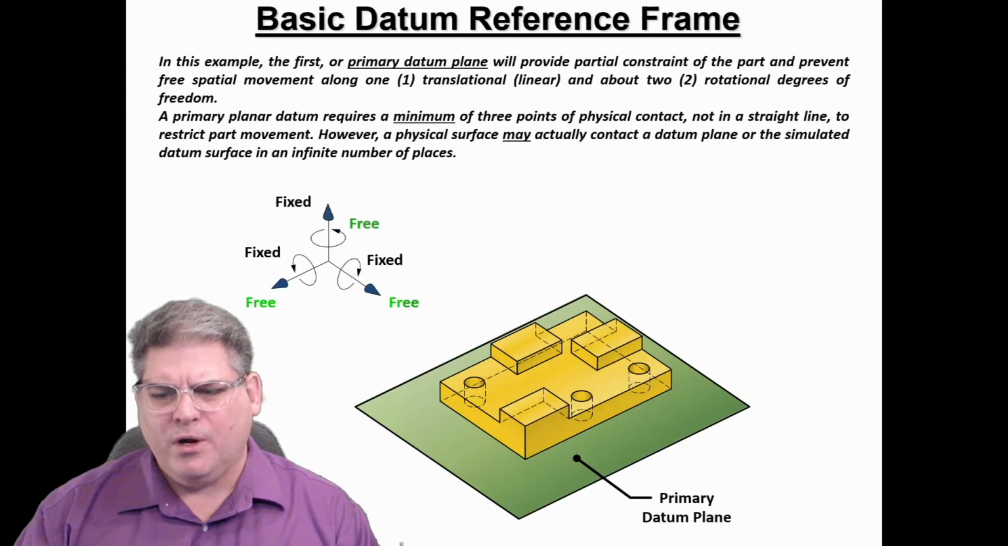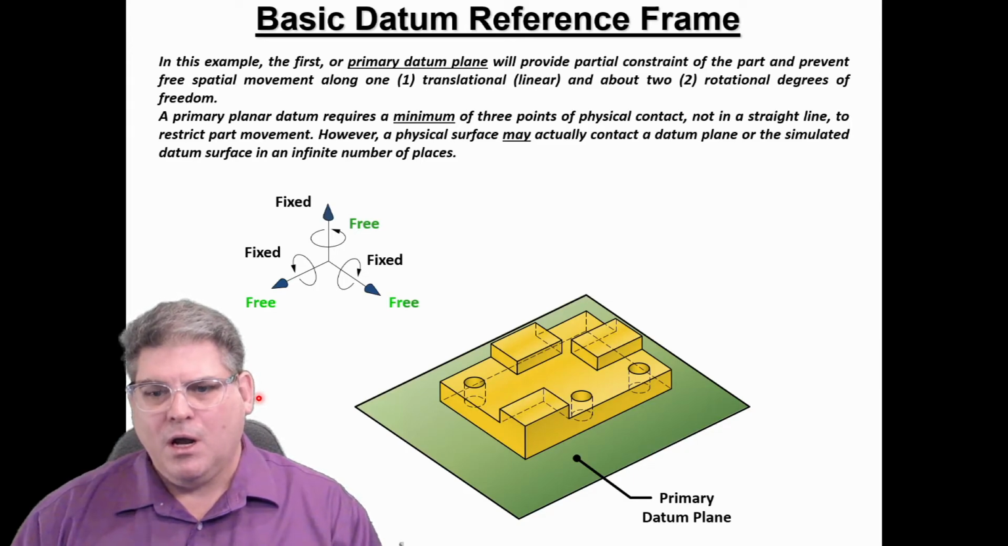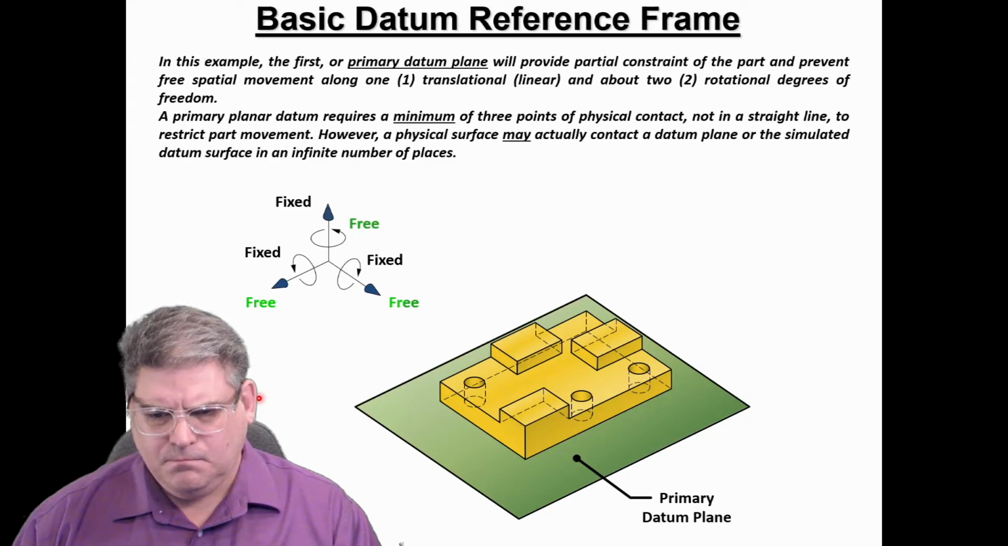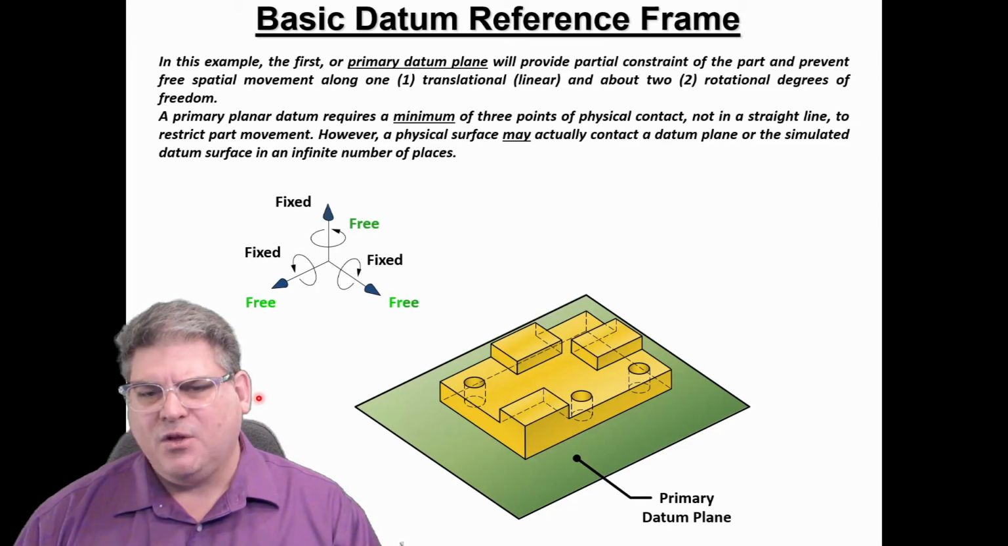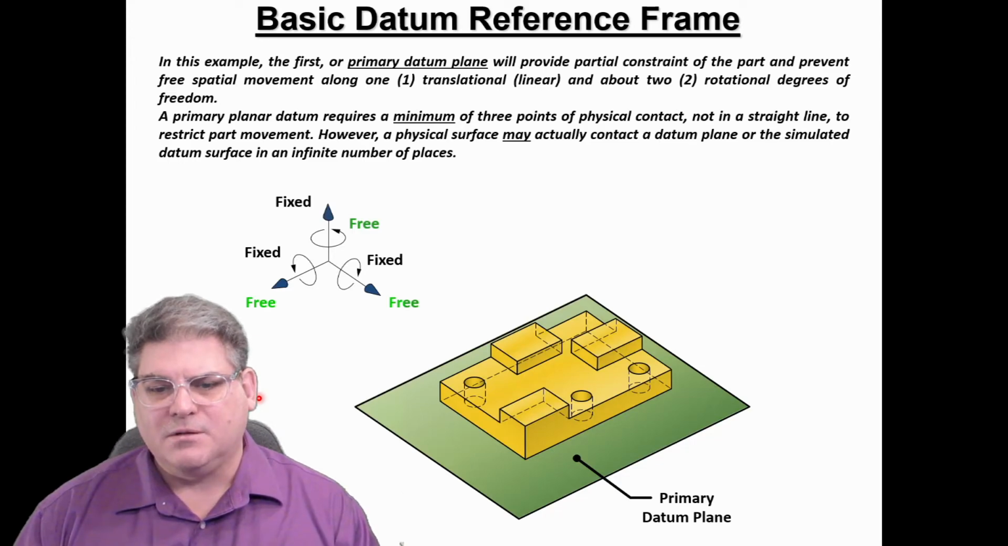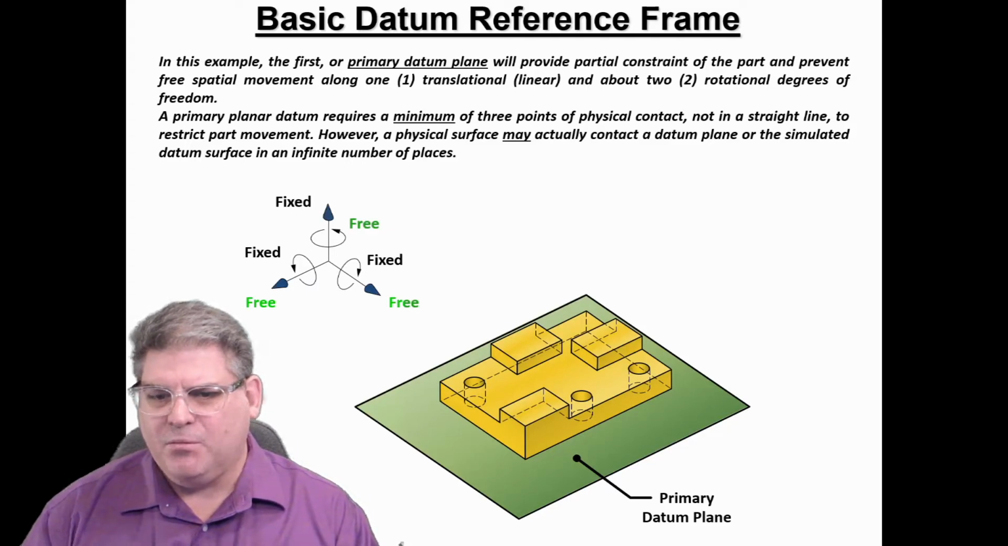So let's walk through each step of this. We're starting out, and we have a nice plane, okay? And we drop in our part, but it can move in the X and the Y plane, but it is fixed in the Z, okay? It also cannot rotate about the X and the Y axes because it's sitting on that plane. But it is able to spin, and it's able to move freely along the X and Y.